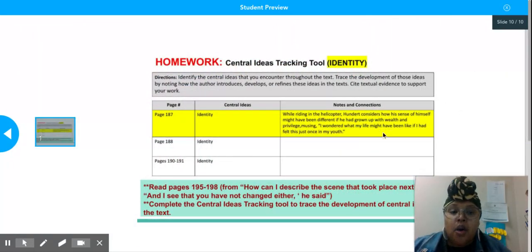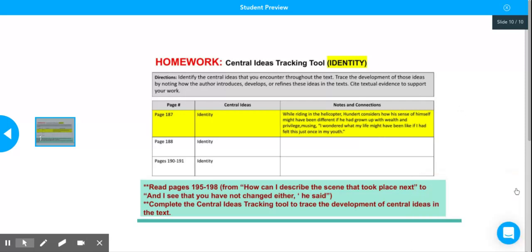And then part two of your homework, you are going to work on the Central Ideas Tracking Tool, and we're going to look for identity. I've given you examples of identity. You need to look at pages 188 and 190 to 199 to find other examples of the central idea of identity. So identity is the way in which one sees oneself, one sees other people, who you are, what makes you, what makes that person, their identity.